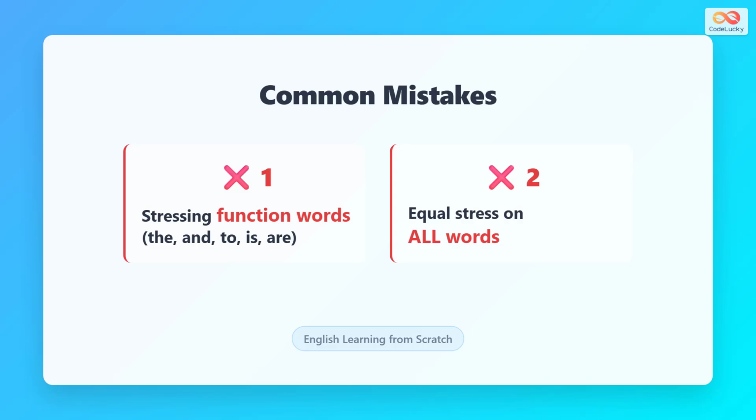Many English learners make 2 common mistakes with sentence stress. Mistake 1, stressing function words like the, and, to, is, or are. These small words should always be quiet and quick. Stressing them makes you sound strange and unnatural. Mistake 2, giving equal stress to all words in a sentence. When every word sounds equally loud, your listener cannot understand which ideas are important. This makes your speech sound robotic and hard to follow. To avoid these mistakes, always remember to stress content words and keep function words weak.